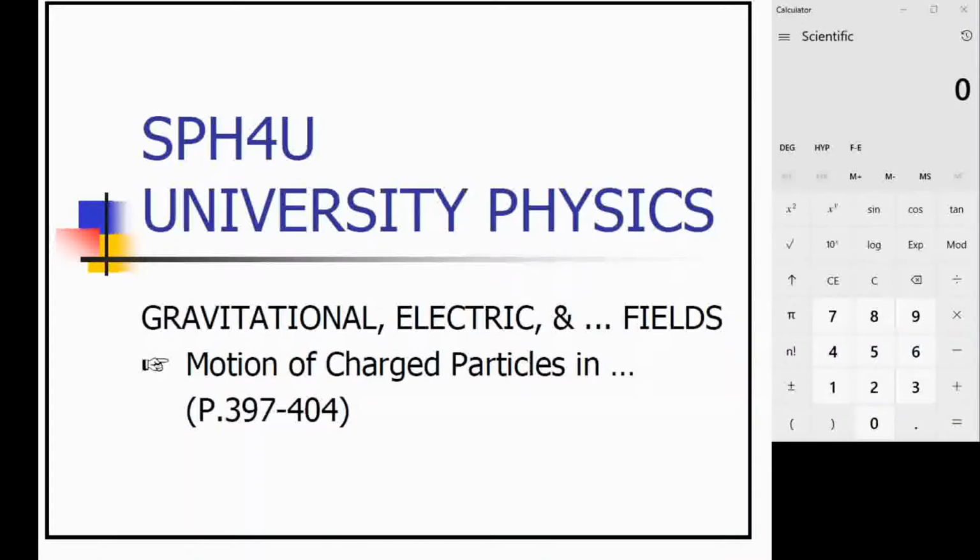What we're going to look at in this case is if we have a charged particle that's moving in a magnetic field, we can actually use our knowledge of physics to determine the mass of that charged particle. So I'll get into that.